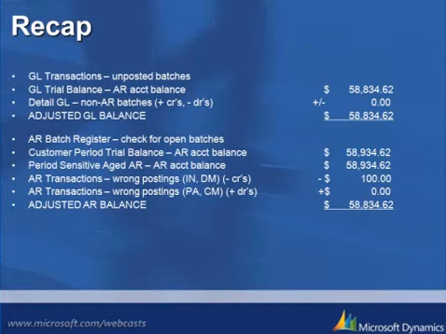$58,934.62. We then looked at the AR transactions report, and we ran that in two different scenarios, looking for wrong postings for our debit activity. And if you do have any credits, you want to negate those out. So we subtracted out our $100. And then if you have any mispostings to your credit accounts, you would want to add in those debits. And we had 0 in our case, which would then take you to your adjusted AR balance of $58,834.62. So we end up balancing then to our general ledger. So we were able to find it.